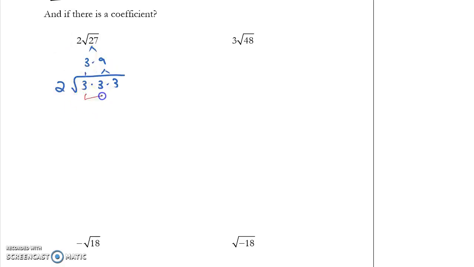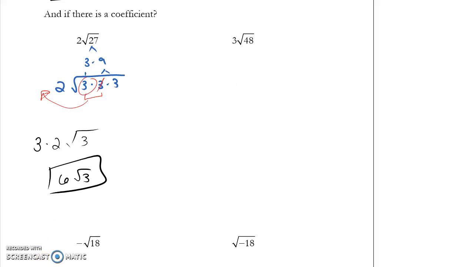I just look for pairs. There's a pair of 3's. Okay. But I pull that out in front with my 2, and it's multiplication. So that 3 that got pulled out in front goes here. But I already had a 2 out in front. Left over was a 3. I get 6 square roots of 3.